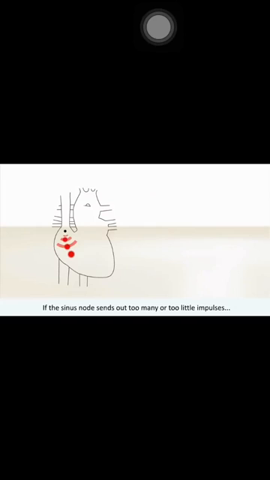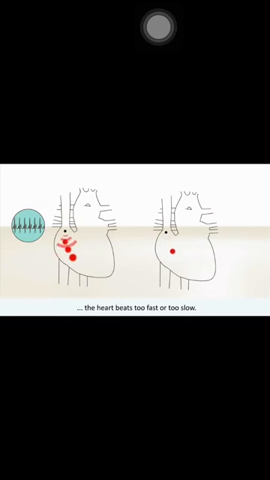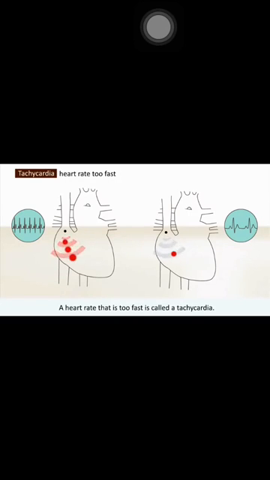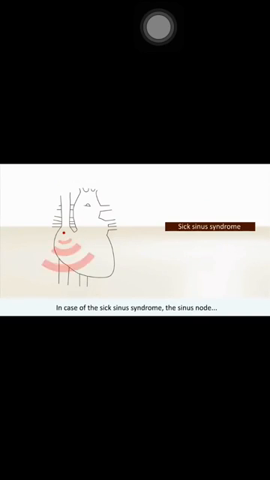If the sinus node sends out too many or too little impulses, the heart beats too fast or too slow. A heart rate that is too fast is called a tachycardia. A heart rate that is too slow is called a bradycardia. In case of the sick sinus syndrome, the sinus node alternates in working too fast and too slow.